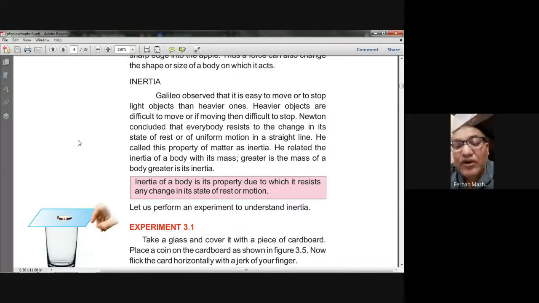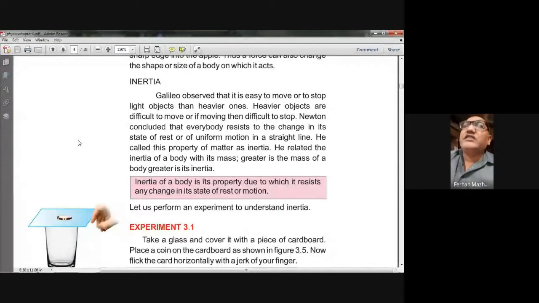If the mass of the body is larger, there's a larger amount of mass in the body, its inertia will be larger. It means it will give you more resistance or opposition to the change in the state of motion. So inertia, Galileo observed that it is easy to move or to stop light objects than heavier ones. Heavier objects are difficult to move, or if moving, then difficult to stop.